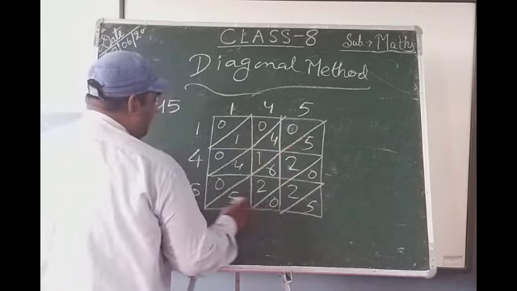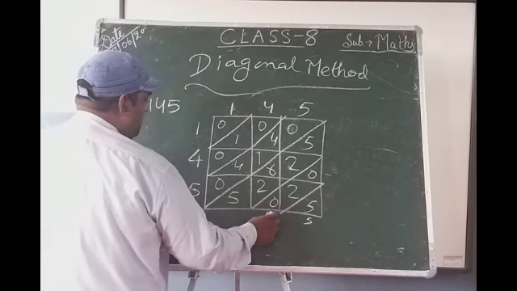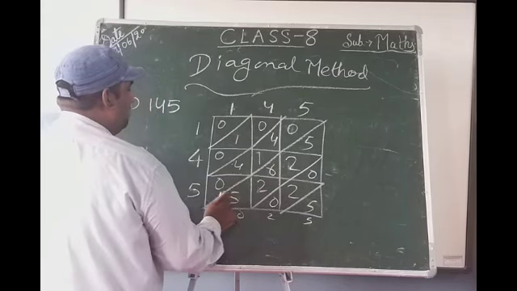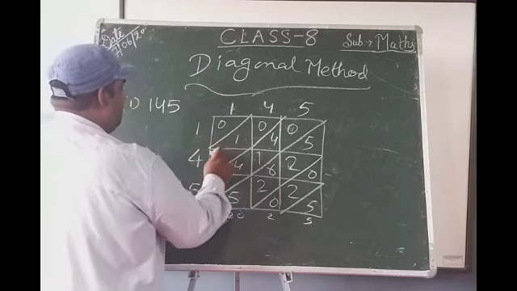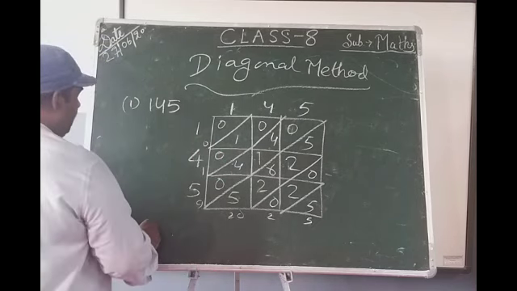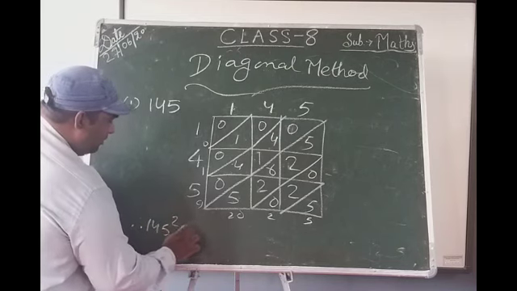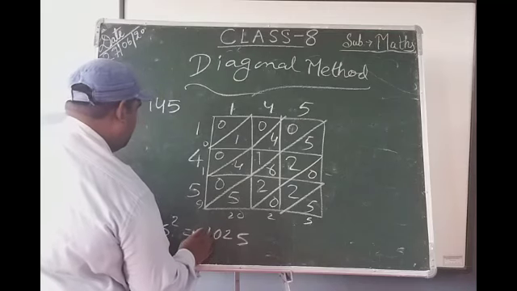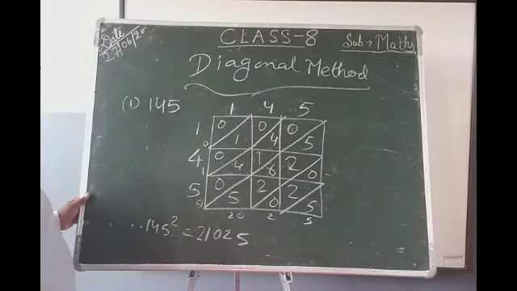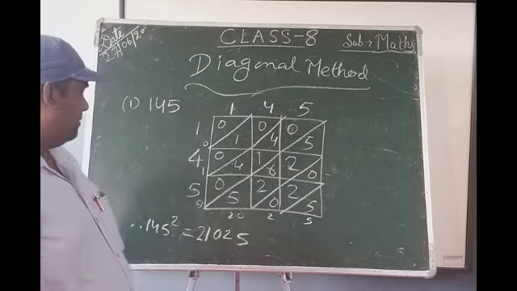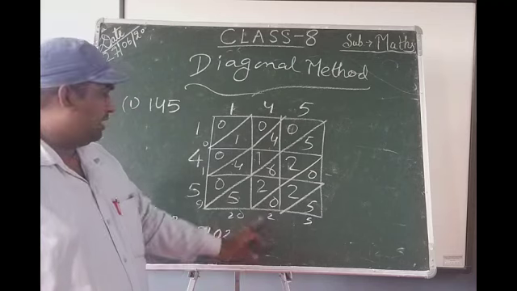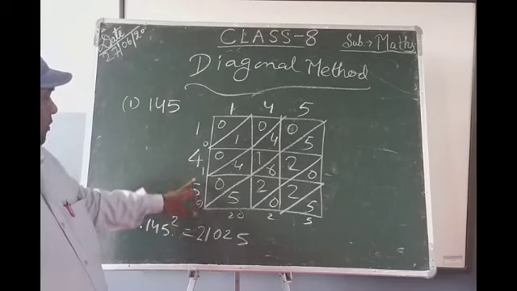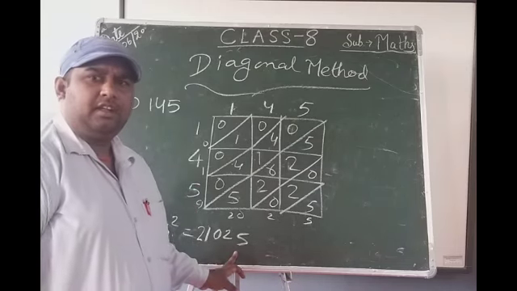Same process. You will find the sum in each diagonal column, and again you will write there. Therefore, the answer is 145 square is equal to 5, 2, 0, 1, 2, means 21025. That is your answer. How have you done it? Only one digit, 5, written. Only one digit, 2, written. 2 digits, 0 written, 2 carry. 9 plus 2 is 11, 1 written, 1 carry. Then 1, 1, 2. Means 21025.